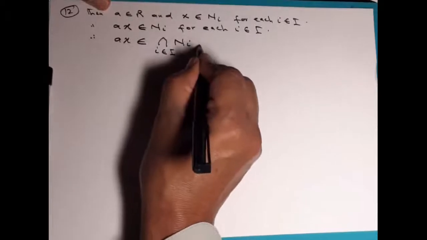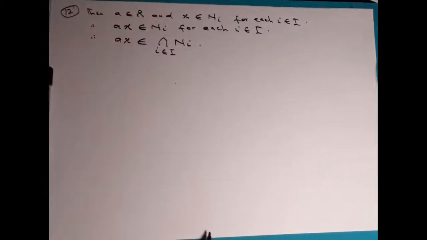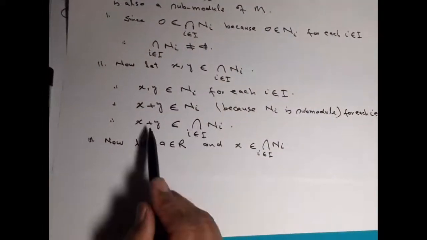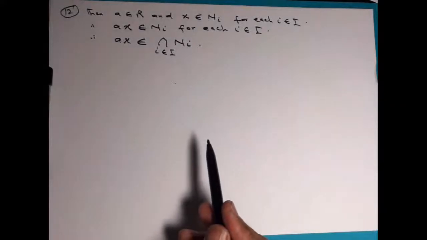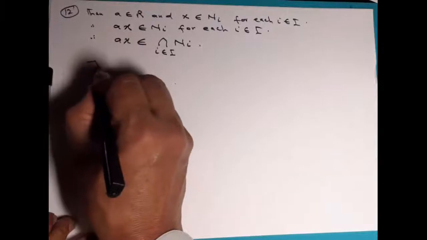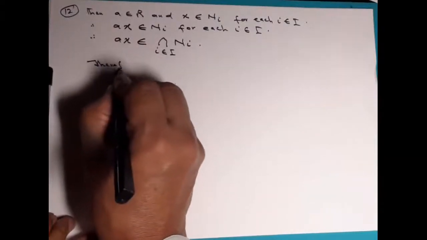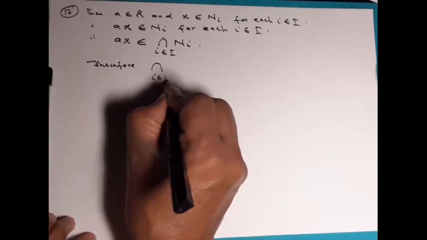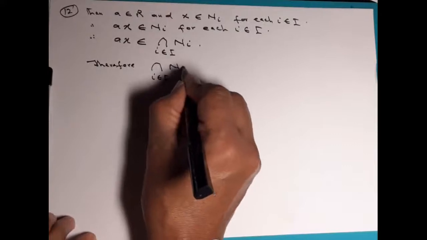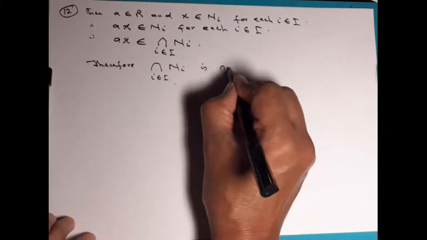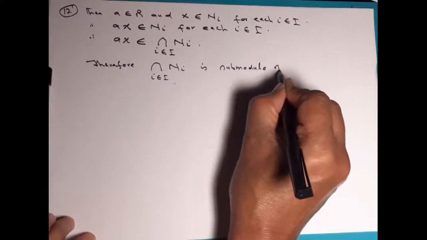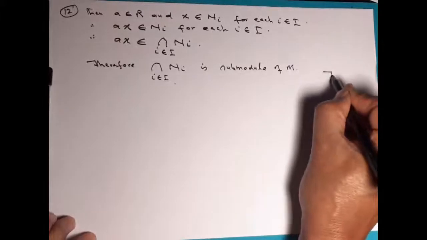So we have established all the three conditions. The first condition is the intersection is non-empty. Second is the intersection is closed under addition. And the third condition is the intersection is closed under scalar multiplication. So therefore, the intersection over i belonging to I, Ni is a submodule of M. So this was the proof.